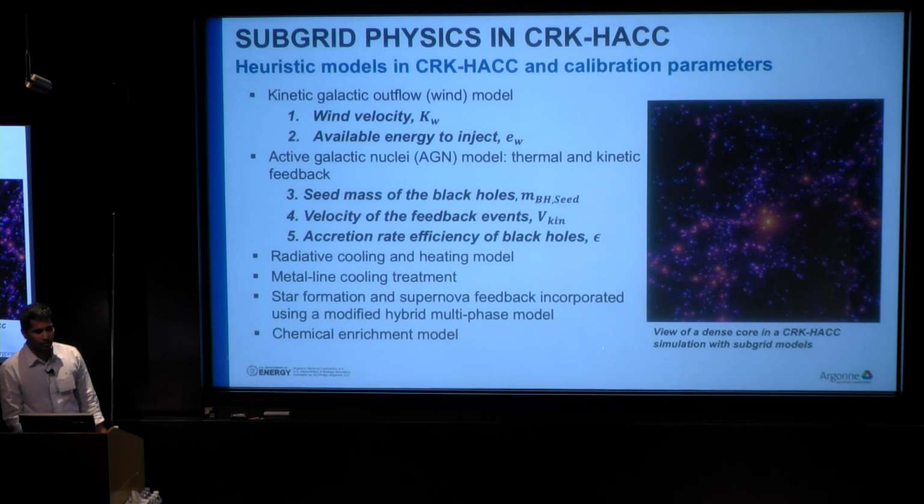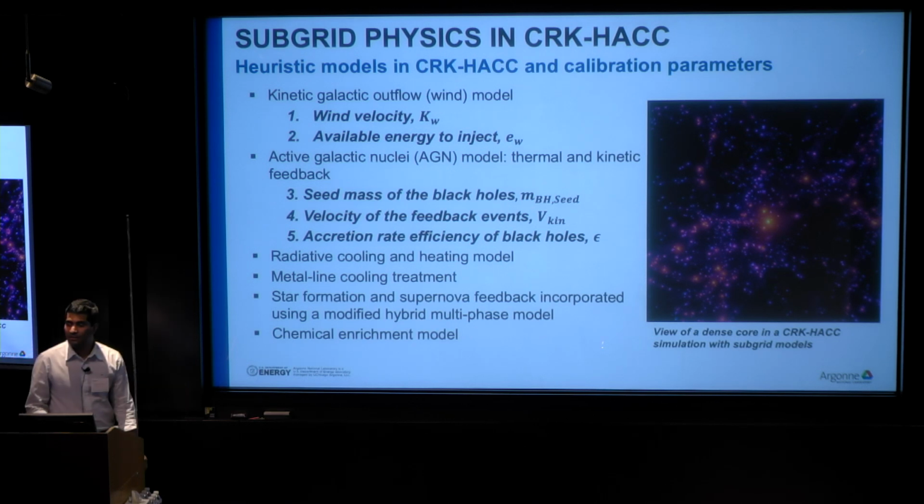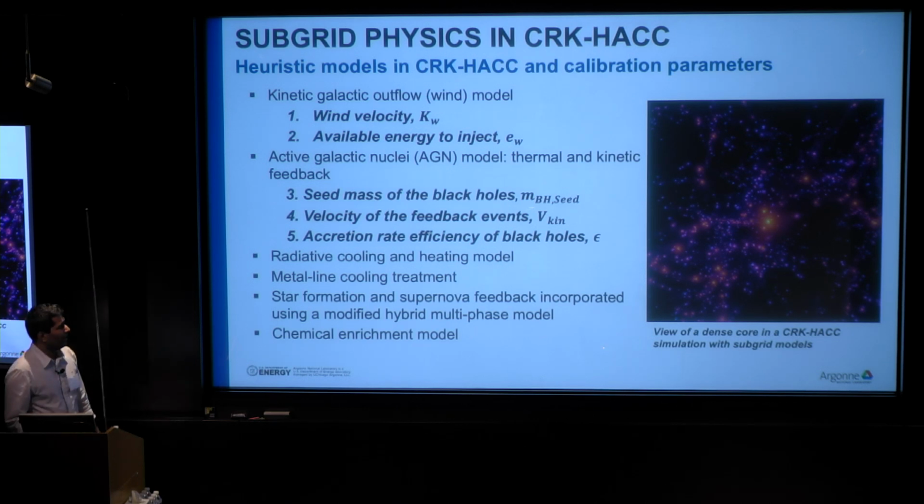So I'm going to go to some of the subgrid models. Subgrid models in HACC, we have a whole list of them. So right now, we are only concerned about 2 of the subgrid models. One is about the galactic outflow, or the wind model. And this is very similar to the SN1 and SN2 in the CAMELS data set. So there is a wind velocity and available energy. So that's 2 of the parameters.